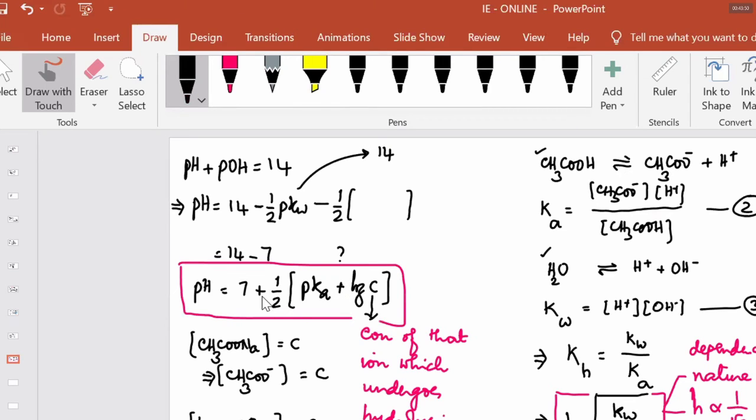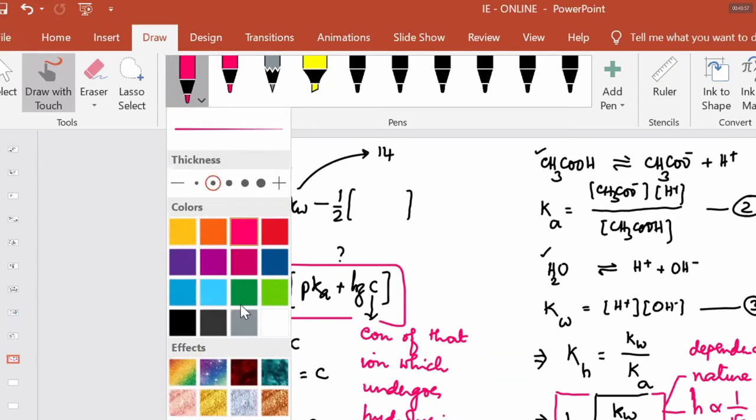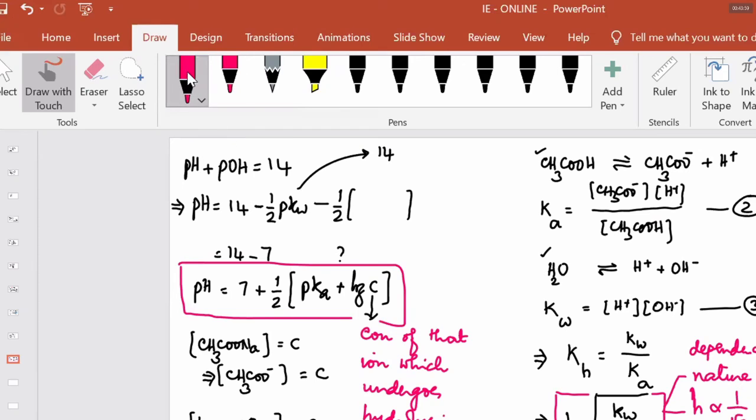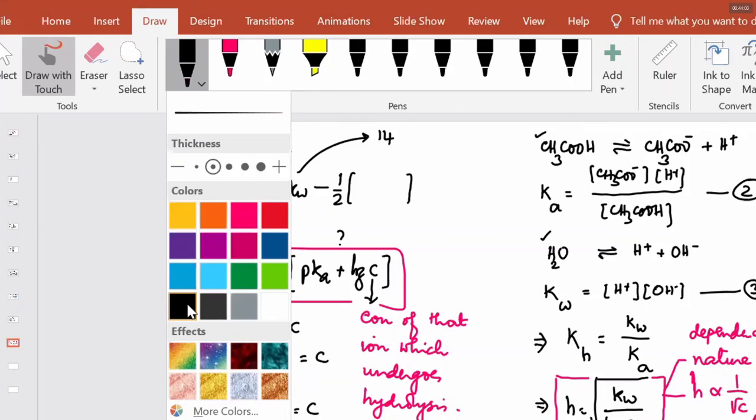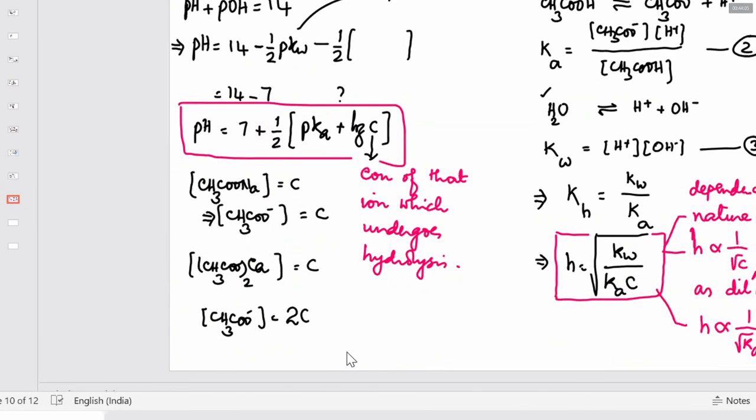And where is my concentration? My concentration is this plus, right? We are discussing 7 plus something, therefore pH value will always be more than 7. Go ahead. Very good.